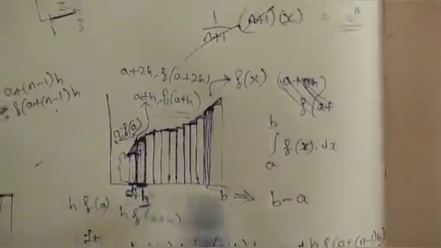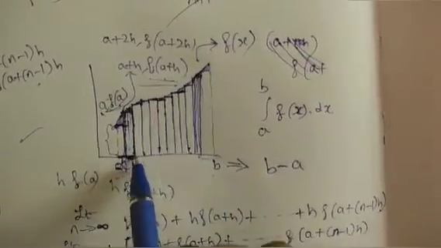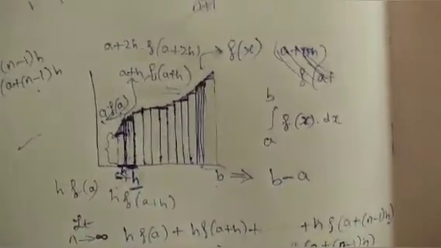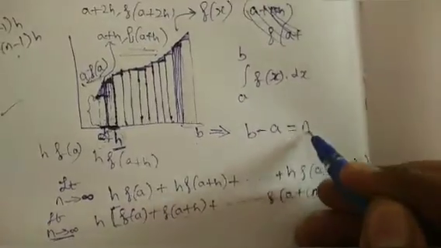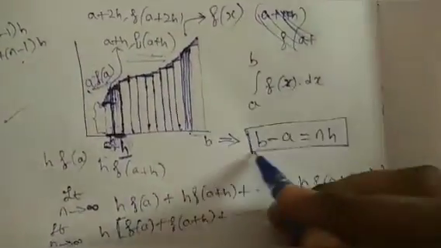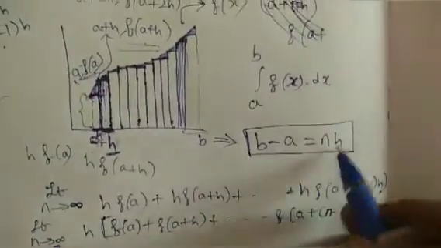Similarly, how many rectangles are there? n rectangles are there. So h plus h plus h up to n rectangles, how much? It will be nh, right? So this will be nh. Remember this result forever, at least till your 12th exam is over. So n will be b minus a divided by h.